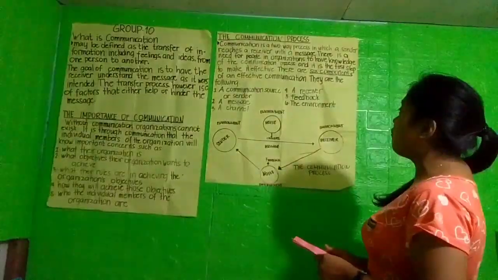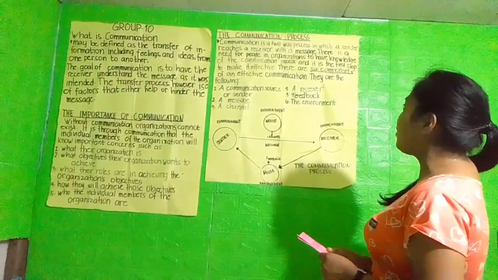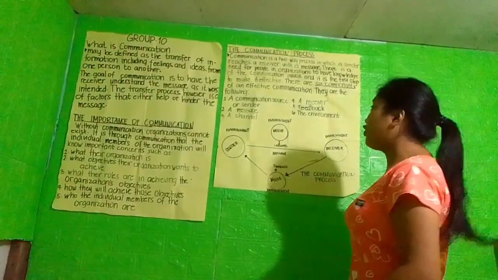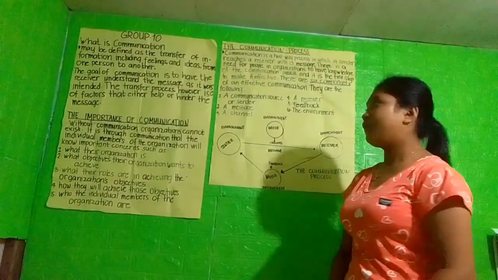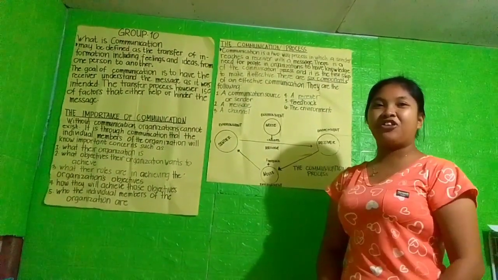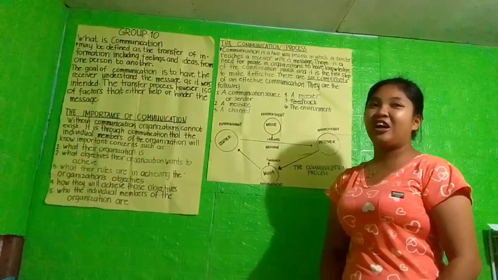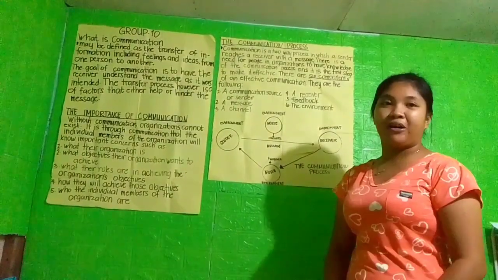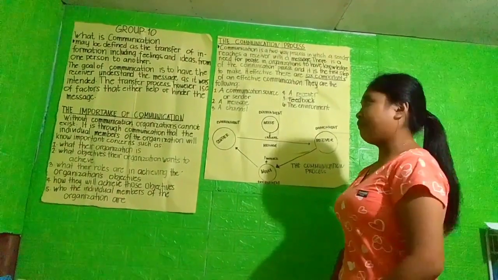There are 6 components of effective communication. They are the following. 1 is a communication source or a sender. Number 2, a message. Number 3, a channel. Number 4, a receiver. Number 5, a feedback. And lastly, the environment.